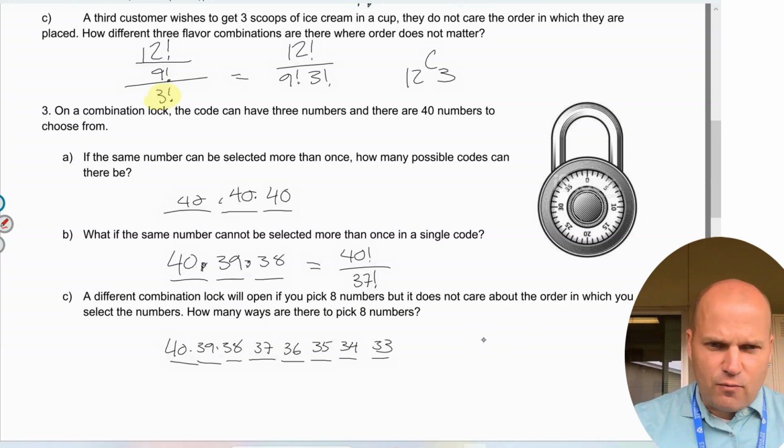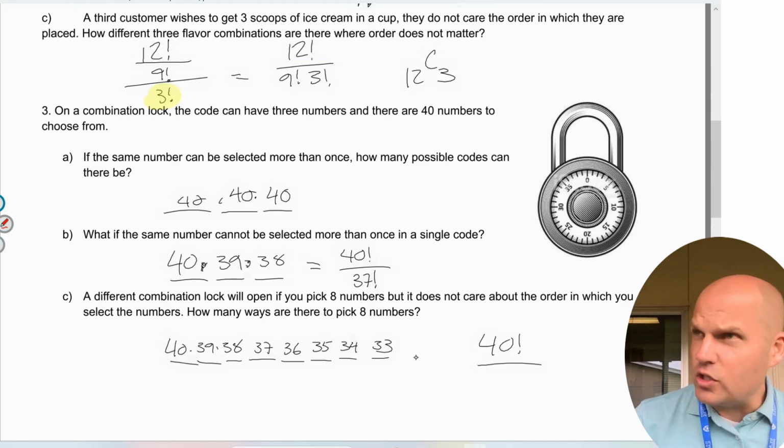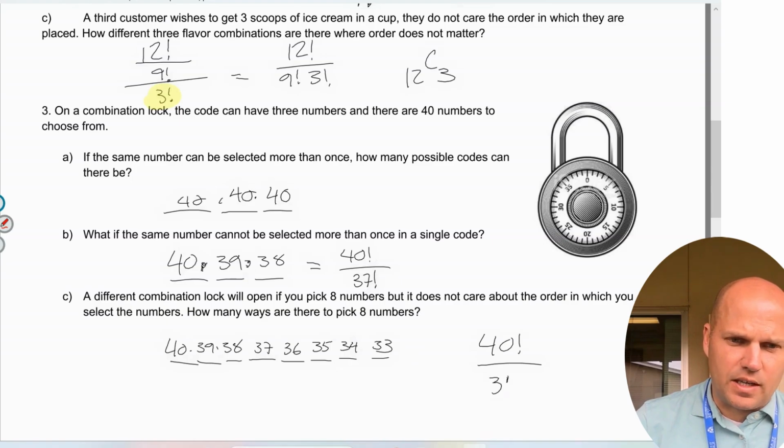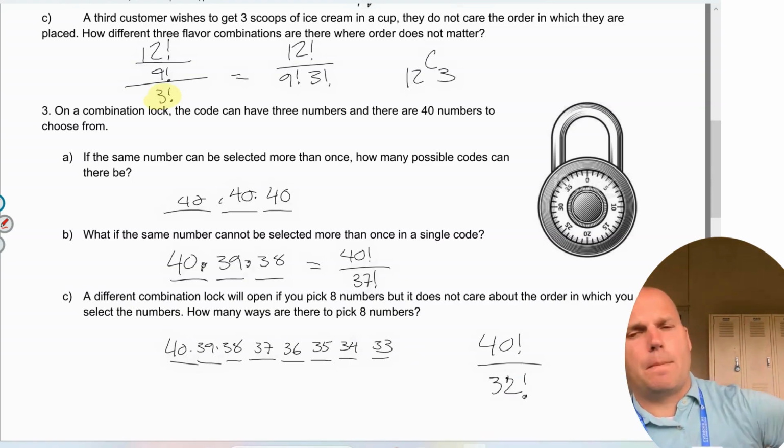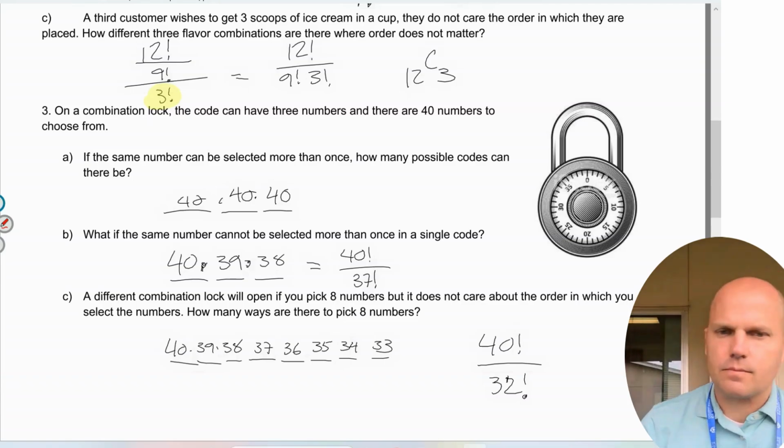Which means if I take 40 factorial, I want to divide out the 32, the 31, the 30. So I'm going to get rid of those 32 other numbers that I'm not selecting. Cool.